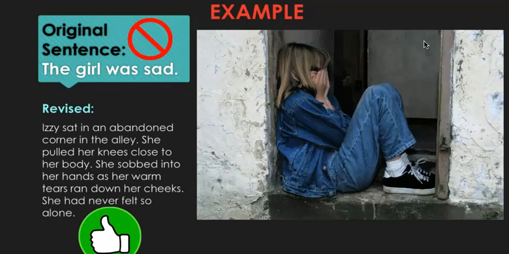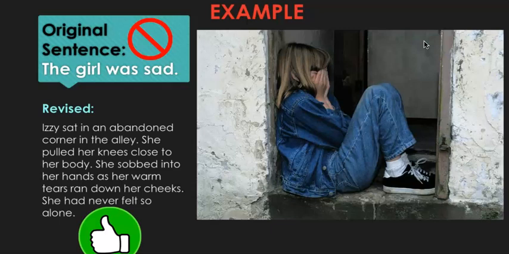We have a picture, and that's our inspiration. The original sentence is at the top. It's not very creative. It doesn't have sensory details. It just says the girl was sad. Not creative. So the revised description with way more sensory details says: Izzy sat in an abandoned corner in the alley. She pulled her knees close to her body. She sobbed into her hands as her warm tears ran down her cheeks. She had never felt so alone.